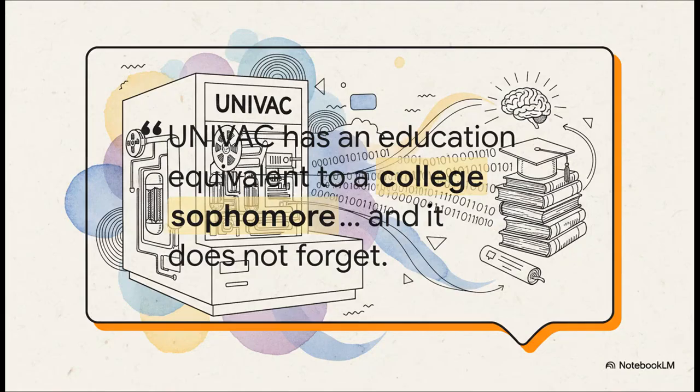This is what led Grace Hopper to write one of the most incredible, mind-blowing sentences in the history of computer science. She described the UNIVAC not as a tool, but as a student. A student with the math skills of a college sophomore, but it never forgets, and it never makes a mistake. The machine wasn't just a tool anymore. It was a student, and it was learning.